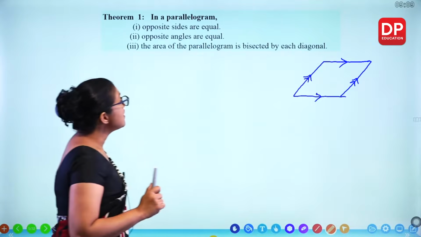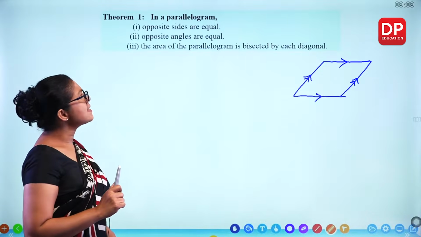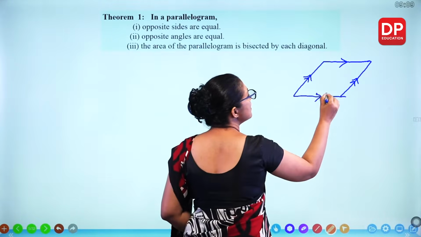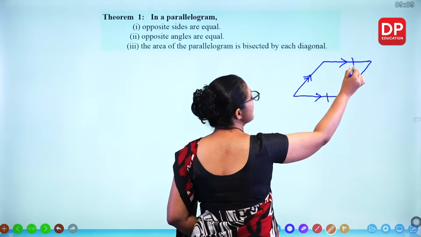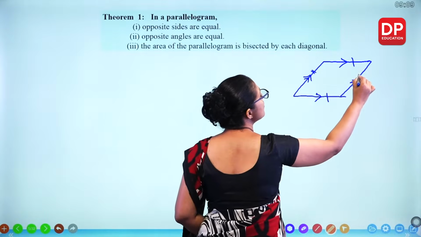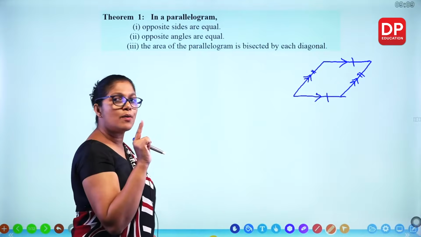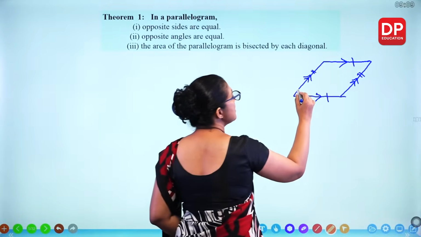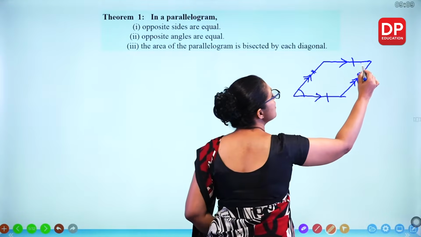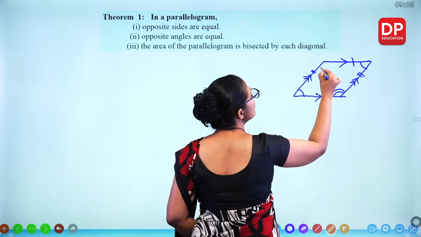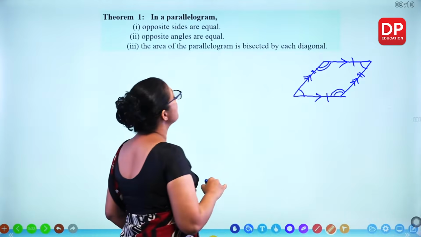Now it says in theorem number 1, opposite sides are equal. Opposite sides equal means this length should be equal to this length. This length should be equal to this length. That's the first theorem. Opposite angles are equal. That means this angle should be equal to this one. This angle is equal to this one.